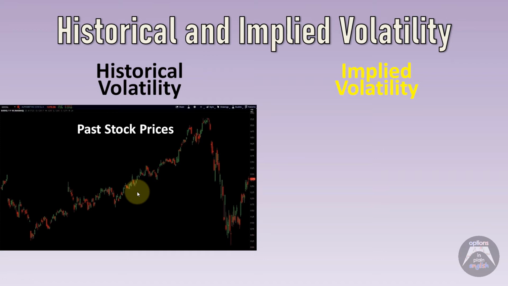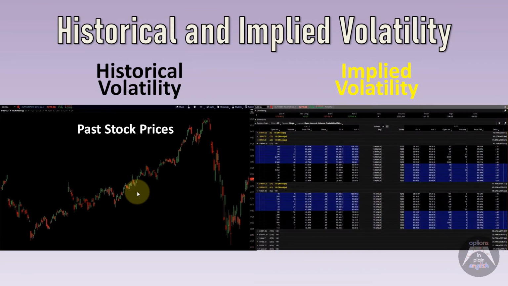Implied volatility, on the other hand, is based on current option prices, something that's happening right now and what they might tell us about the future behavior of stock prices or underlying prices in general, but based on prices of the options right now. So based on supply and demand, which is what ultimately drives the price of any financial instrument, and in this case, the price of options.